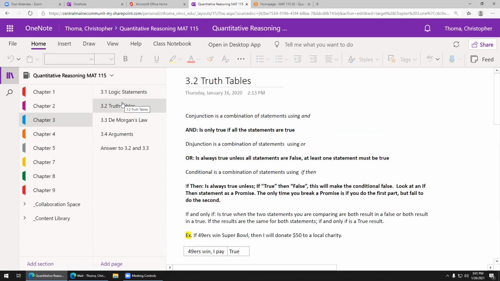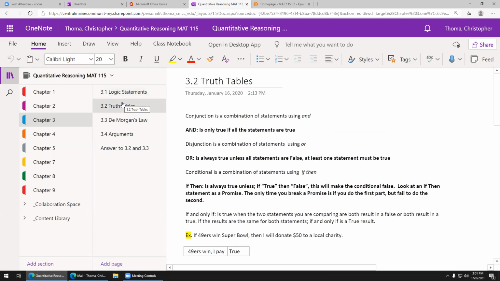Truth tables then. Sorry, I'm getting a drink here. My voice is going hoarse. All right.